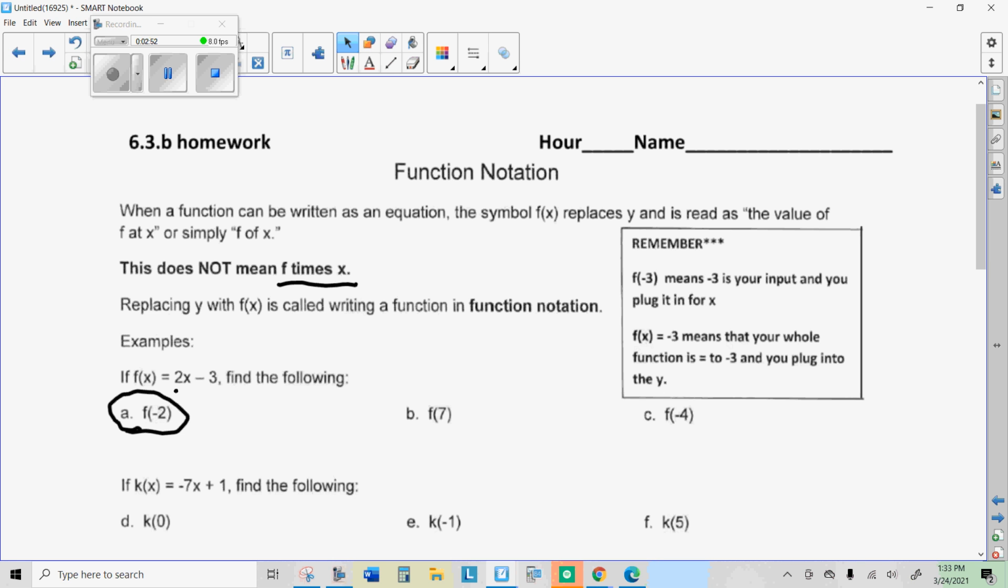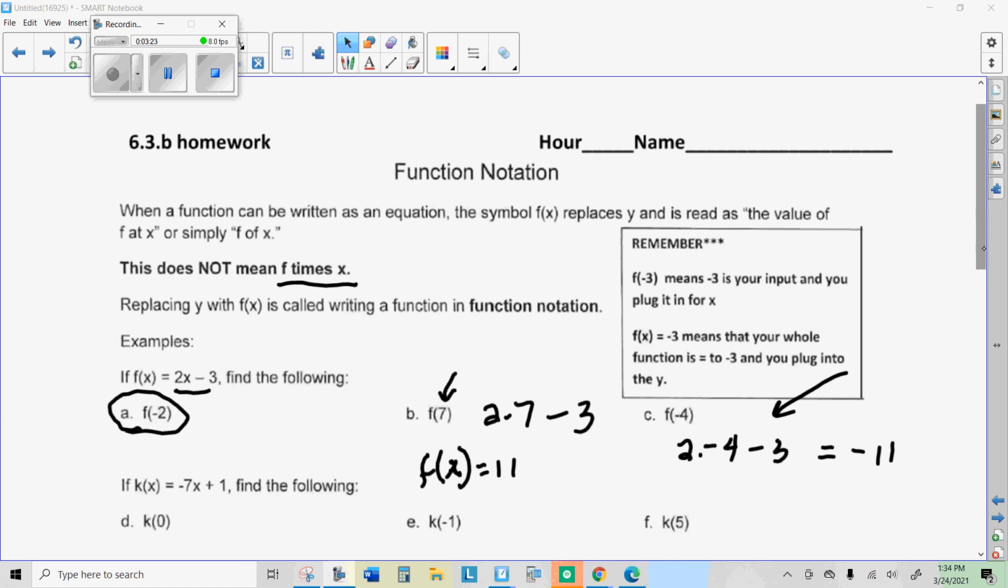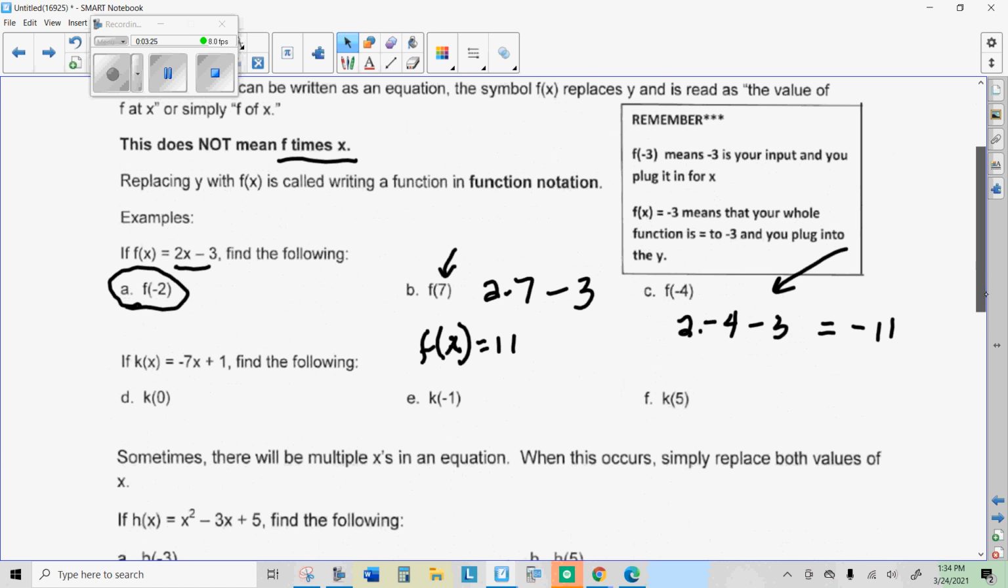So the rule we're using is 2x minus 3. What I'm going to do is put 7 where the x is. So find the output when the input is 7. So I'm going to do 2 times 7 minus 3. 14 minus 3 is 11. So in shorthand, when I write f of x equals 11, I'm saying the output is equal to 11. Why don't you try this one, and I'll give you the answer. See if you got it right. You should have got -11 for that one.